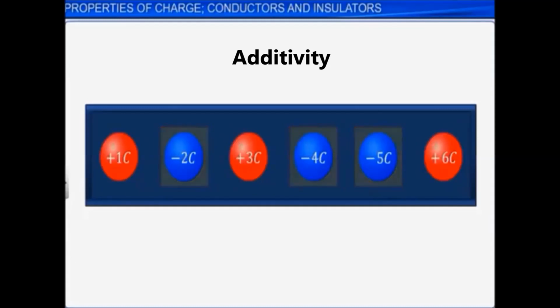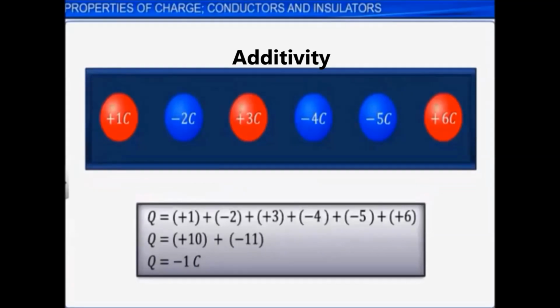We can determine whether a body is charged positively or negatively by finding the algebraic sum of all the charges on the body. For example, if a body is given 6 charges all in coulomb, say plus 1, minus 2, plus 3, minus 4, minus 5 and plus 6, the algebraic sum is minus 1, which means it is a negatively charged body.